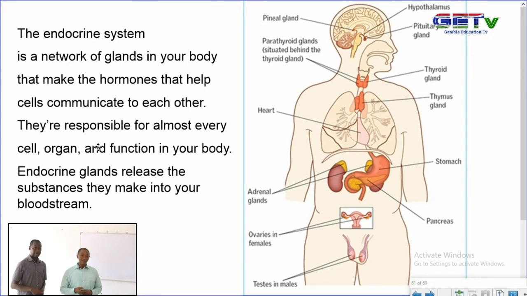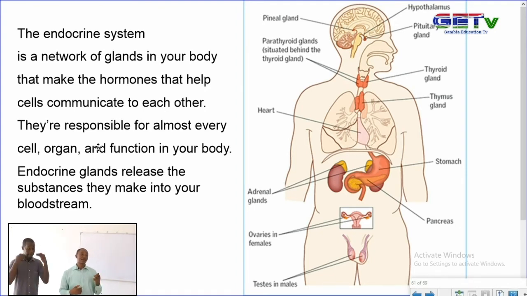We come to the endocrine system. Now, the endocrine system is a network of glands in your body that make the hormones that help cells to communicate to each other. The body works just like a town or a family. We all need to communicate to each other. Like I'm talking to you now, I'm using a medium.